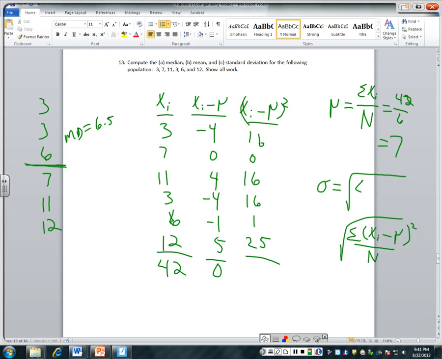That's 74. So now we're going to have the square root of 74 divided by 6. Not subtracting the 1 now. And I got that to be 3.51.